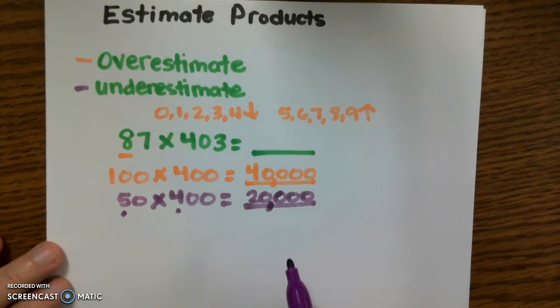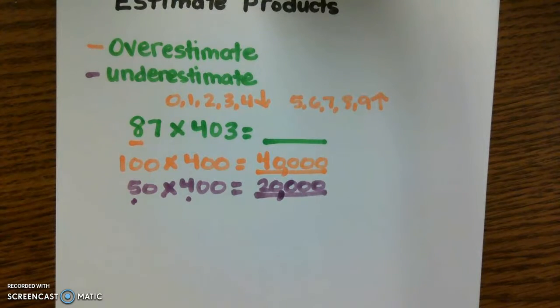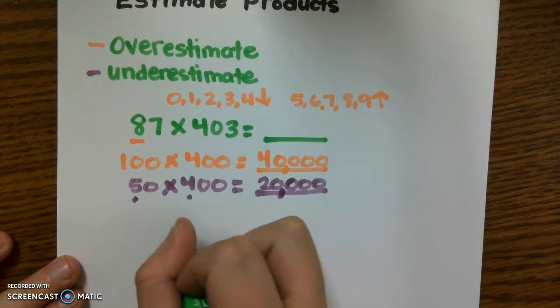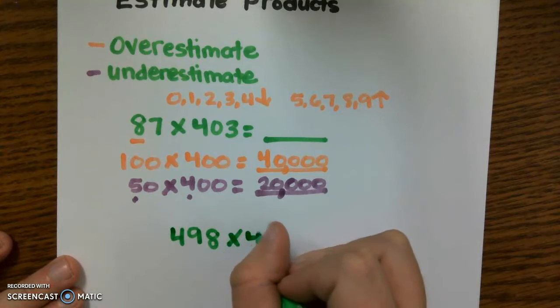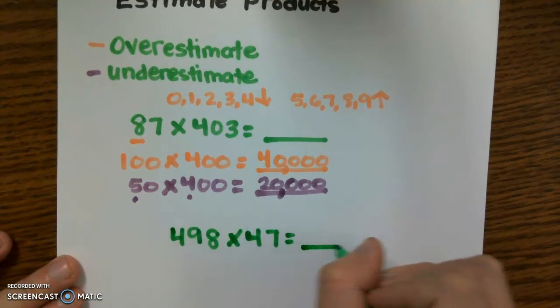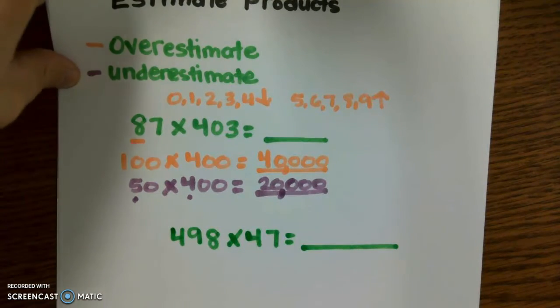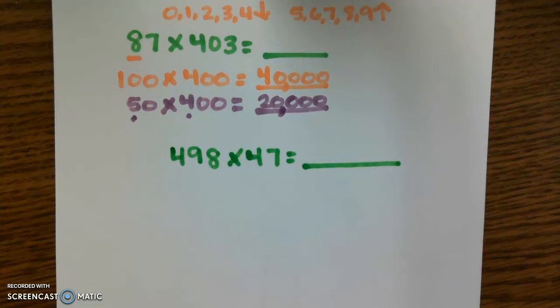I'm going to do one more example. So once again, I'm going to use the same color coding as I did before. The overestimate will be orange. The underestimate will be purple. But say I give you the problem 498 times 47. And I want an estimated product. It can be an overestimate or an underestimate. Sorry, I'm having to move my papers up. Okay, so once again, the overestimate will be in orange. So we're going to start there.